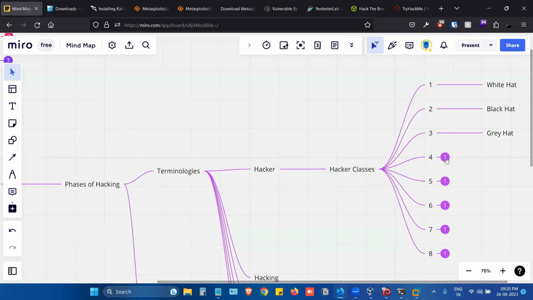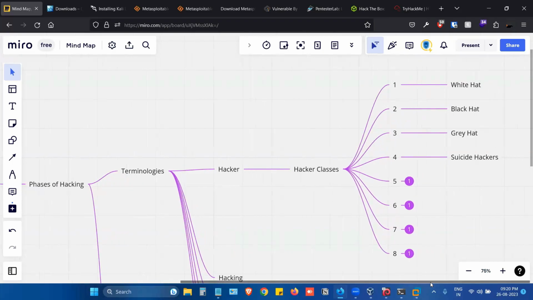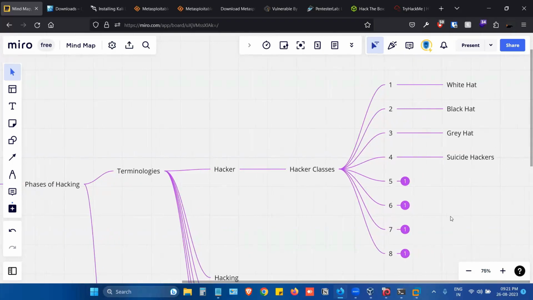Let's discuss the next one, that is suicide hackers. Suicide hackers are persons who hack the target without any worry about any kind of punishment like jail. They don't worry about the final result, like what is going to happen after this is done. They don't worry about any kind of punishment. Their sole target is just to compromise a target at any cost. So these are the suicide hackers.